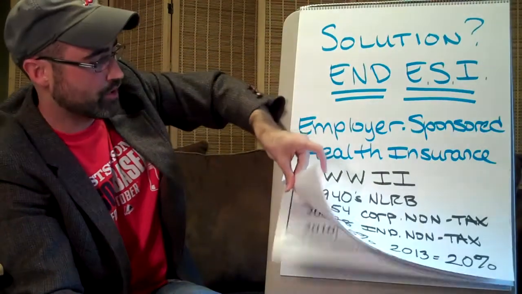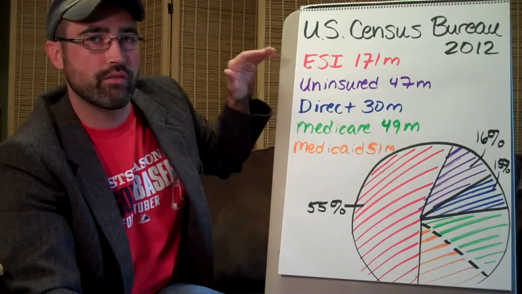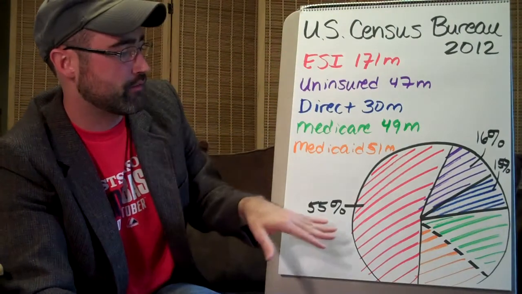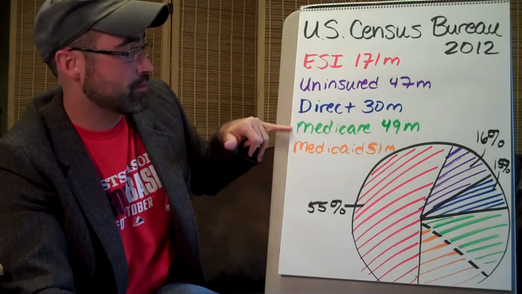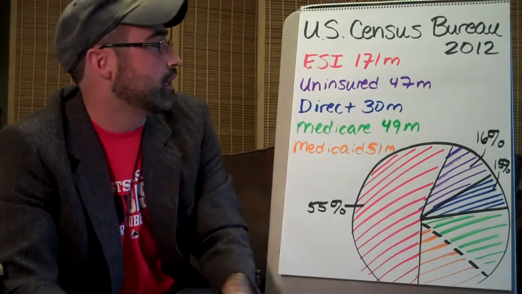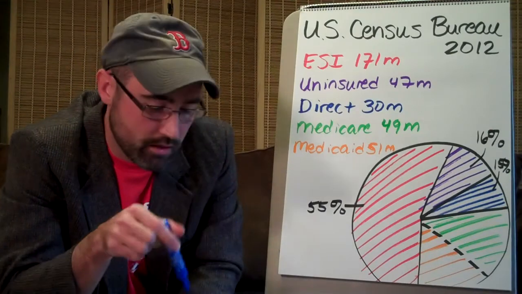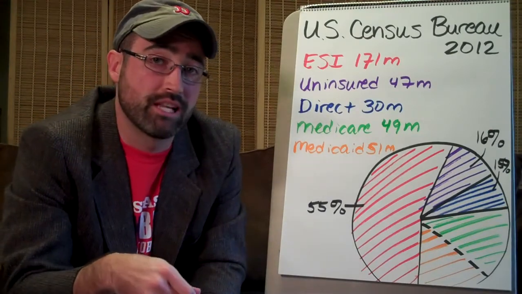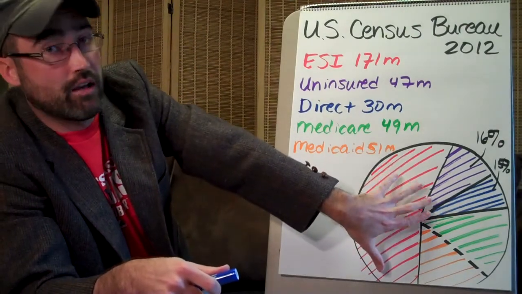And the reason why it's so important too is because it's a big chunk of the market. This shows a breakdown of how many millions of people are involved in these different plans. So there's uninsured, direct purchase, Medicare, Medicaid. Employer-sponsored plans account for 55% of the healthcare marketplace in the United States. So if you can fix this, you're going to fix a lot of stuff.